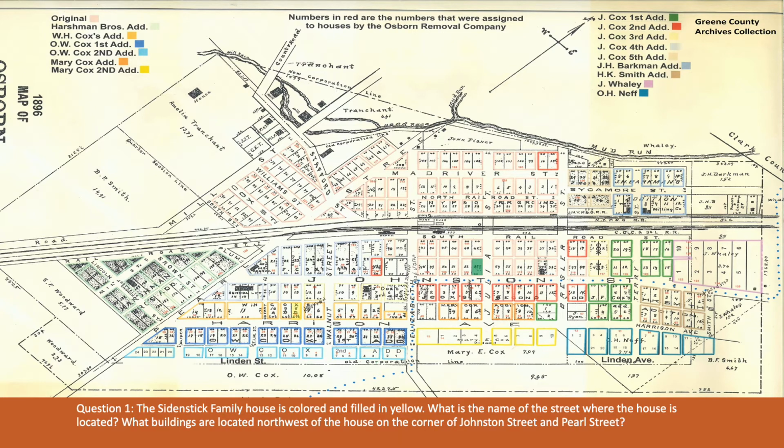So the first question is, the Sidestick family house is colored and filled in yellow. What is the name of the street where the house is located? What buildings are located northwest of the house on the corner of Johnston Street and Pearl Street? So we got to find a couple things there to answer this question.